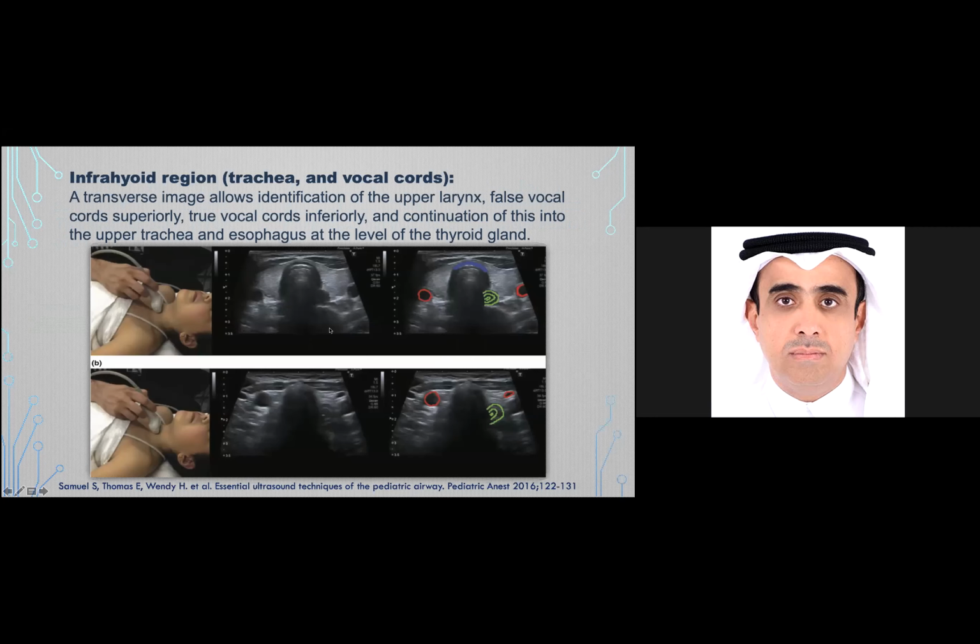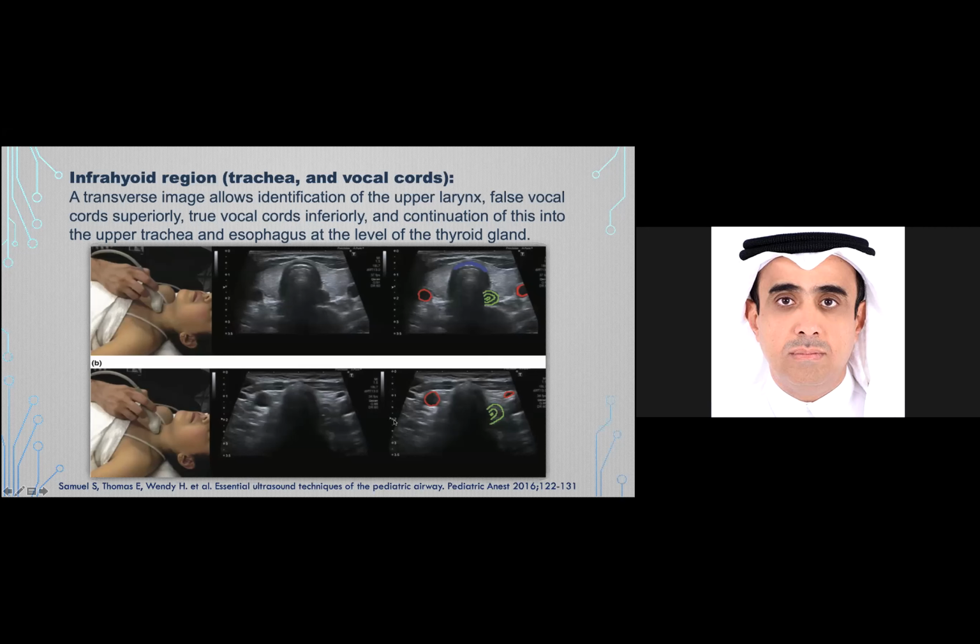After that, you can go to the infrahyoid region. Usually the hyoid bone is not easy to see in the pediatric age, so it's one of the difficulties of scanning in pediatrics. It is easier and more approachable in adults, but in pediatrics the hyoid bone is not yet developed, so you have to scan first cephalic, then go inferior, looking for where the thyroid and trachea are.